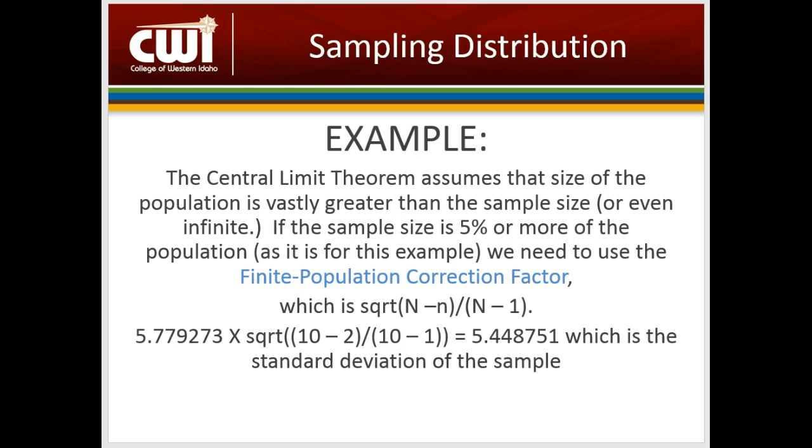The adjustment we must make is to divide the standard deviation of the population by the square root of the sample size, then multiply by the square root of the difference between the population size, capital N, and the sample size, little n, divided by the population size, capital N, minus 1. This last part, the square root of N minus n over N minus 1, is called the finite population correction factor. When we apply the FPCF, we get the standard error of the sampling distribution.